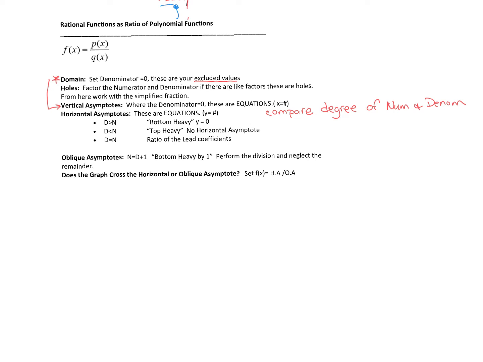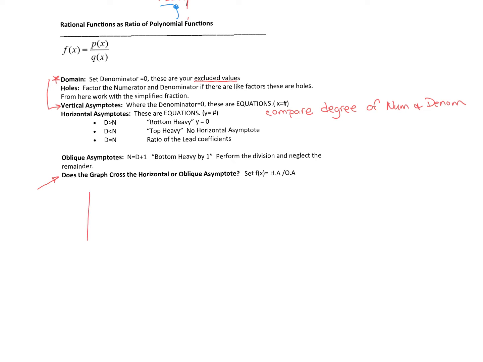Sometimes we don't have a horizontal asymptote, in which case we might have an oblique asymptote, and that is when the numerator is a degree 1 more than the denominator. In order to find that oblique asymptote, we would have to perform the division and then just neglect the remainder. And again, we will see if that happens in some of these examples. The last thing we want to know is whether or not a graph crosses the horizontal or the oblique asymptote.